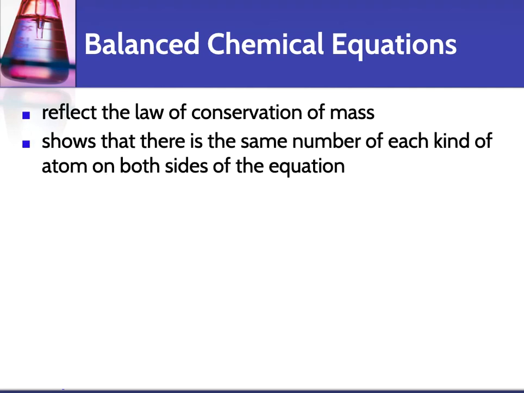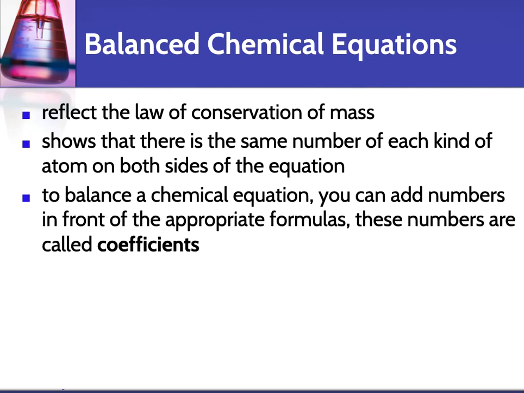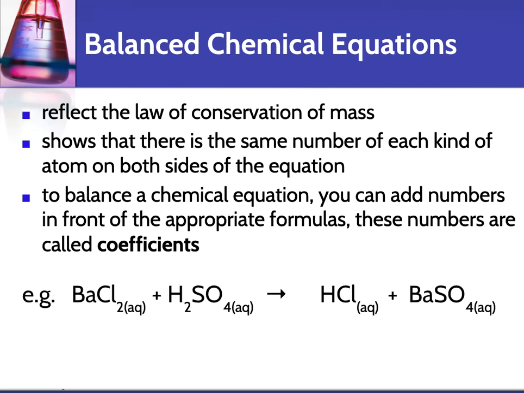A balanced chemical equation will show that there's the same number of each kind of atom on both sides of the equation. In order to balance a chemical equation, you're going to add numbers in front of the appropriate formulas, and these numbers are called coefficients. Here's an example of a skeleton equation that needs to be balanced, and it can be balanced by adding this 2, which is called a coefficient.